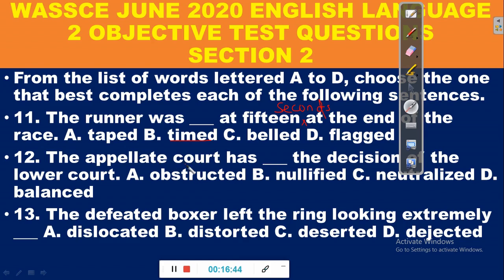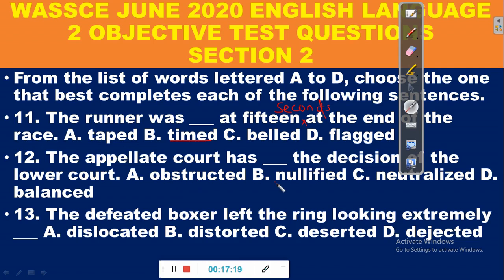We are talking of an appellate court, that is a court of appeal, that has dashed the decision of the lower court. The lower court has already given its decision, made its decision. So it cannot be obstructed. When you obstruct something, you prevent it from passing or from being passed. But already the lower court had taken its decision. So the appellate court is not going to obstruct it, because the decision has been made.